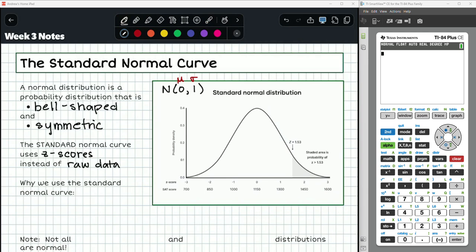So we use the standard normal curve to calculate probabilities without a calculator.